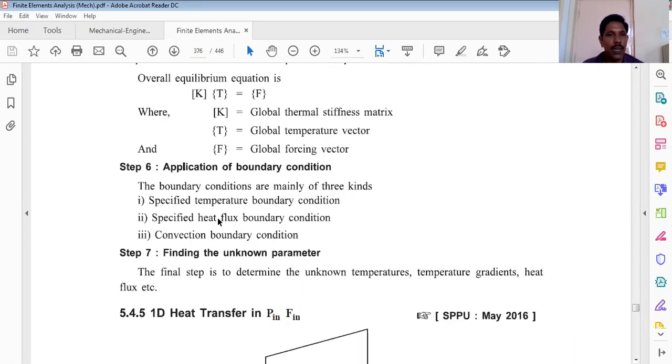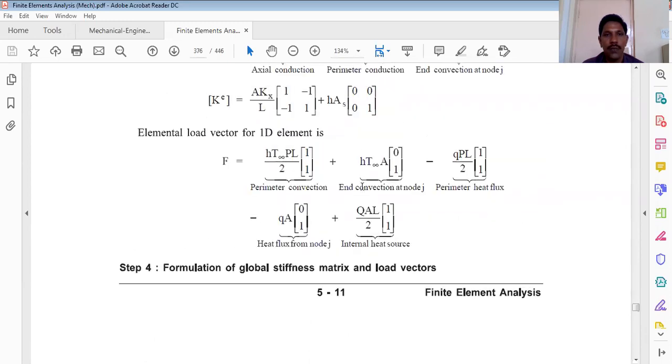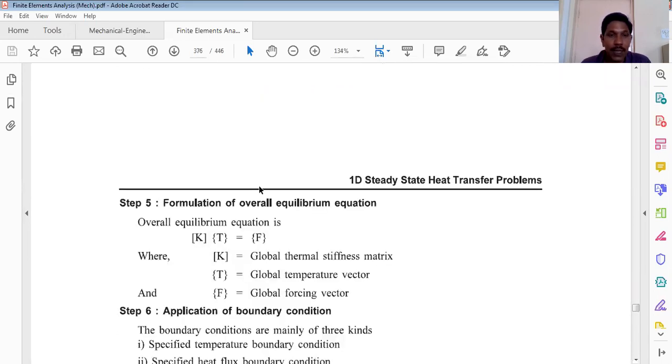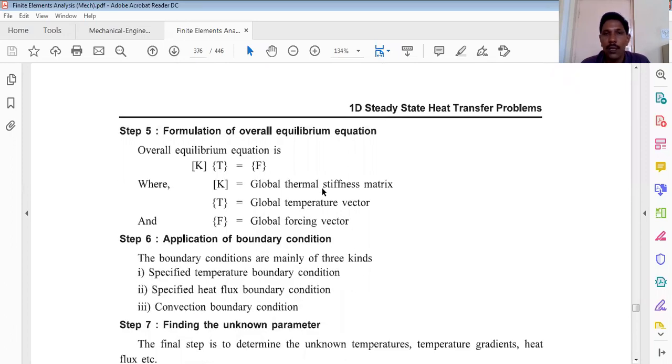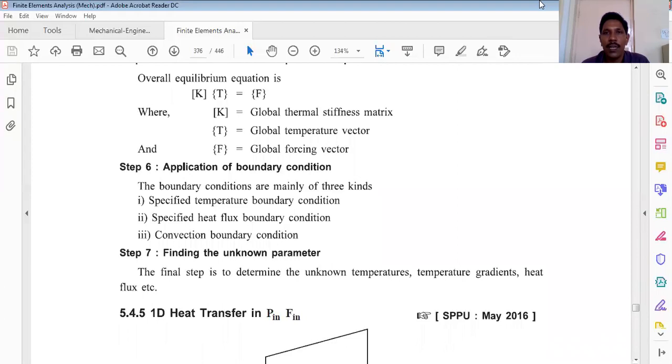There are different boundary conditions as stated: specified temperature boundary condition, specified heat flux boundary condition, and convection boundary condition. Once we have the stiffness matrix of the individual elements, we have to assemble the global stiffness matrix and global load vector. Once we have them, we can write the equilibrium equation in terms of K T equals F. Then we can apply the boundary conditions, which we need to specify in terms of specified temperature, specified heat flux, and convection boundary conditions.